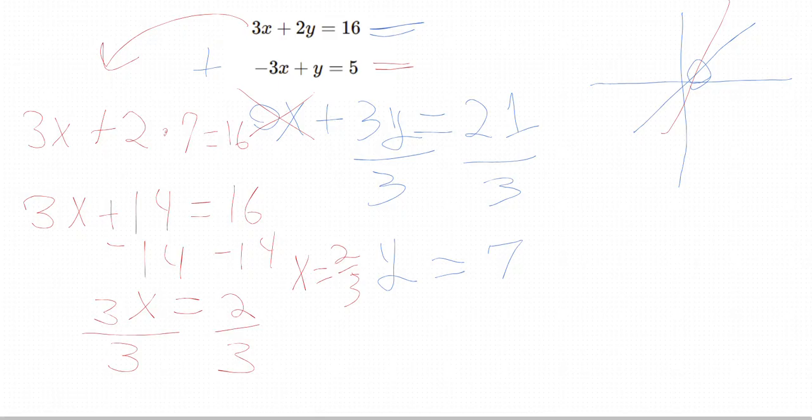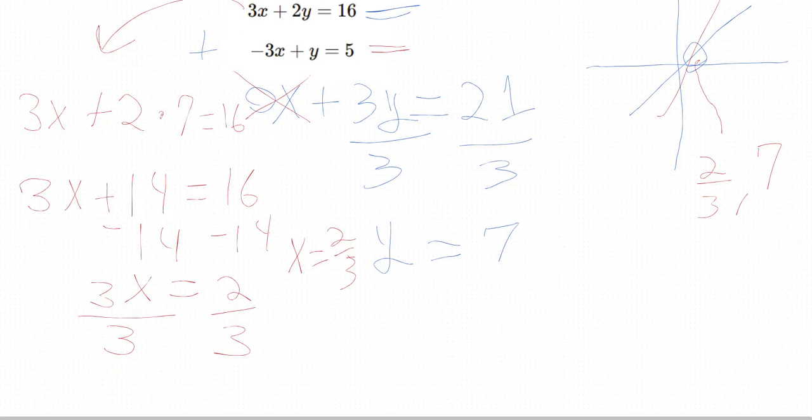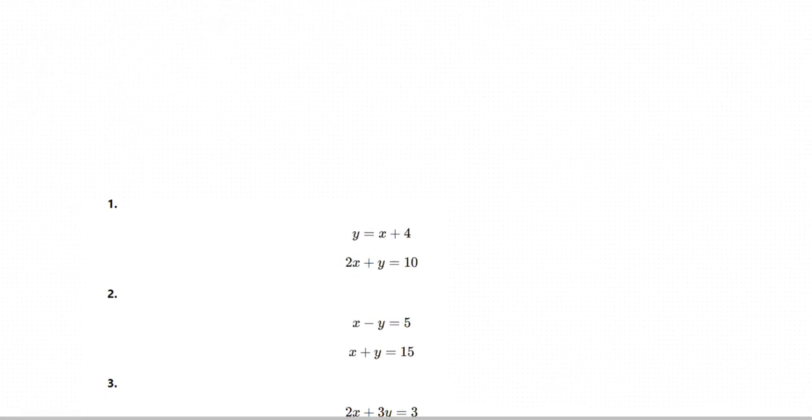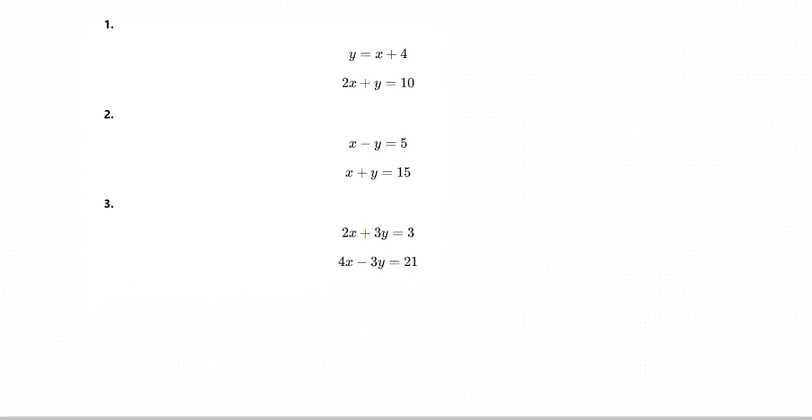So back to the example here, the intersection would be 2/3 as an ordered pair and 7. 2/3 and 7, that's where those two would intersect. Alright, let's move on to some rapid fire practice for you. These are 3 questions. Do pause the video, give them a try, and then I'll go over them with you.